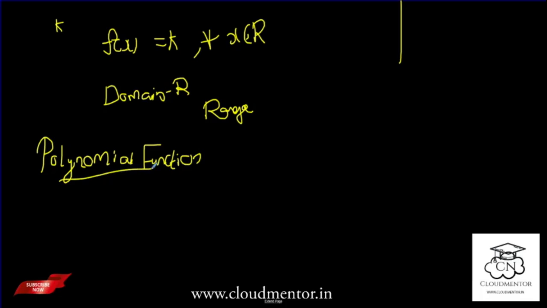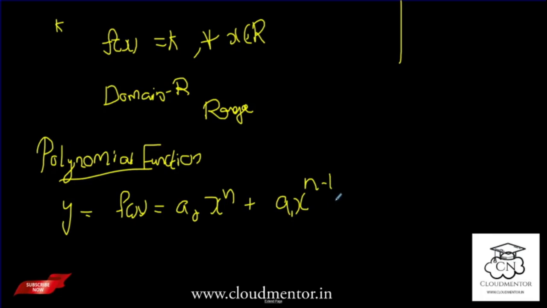Polynomial function. The function y equal to f of x, I can write it in the general form: a0 x raised to n plus a1 x raised to n minus 1 plus etc. up to an, where a0, a1, a2, etc. an are the real coefficients, and n is a non-negative integer, is known as the polynomial function. a0 cannot be equal to 0. Then the degree of the polynomial is n.